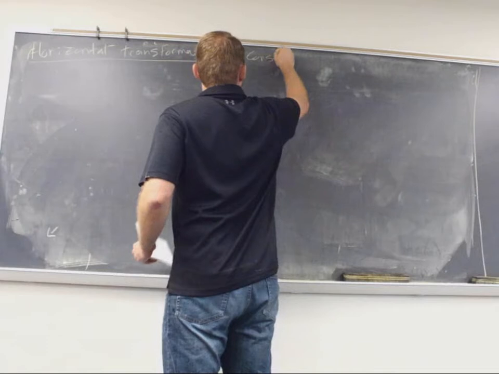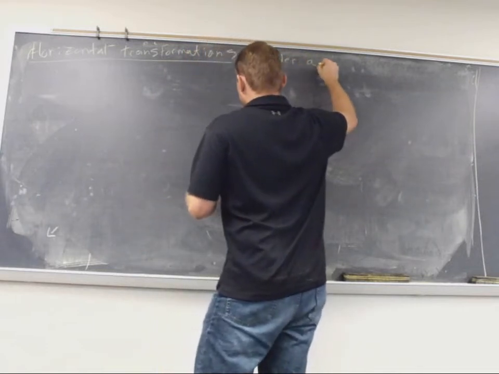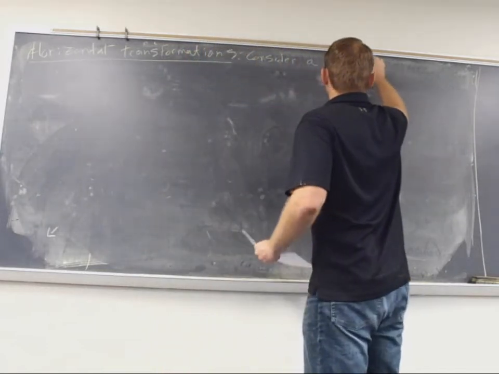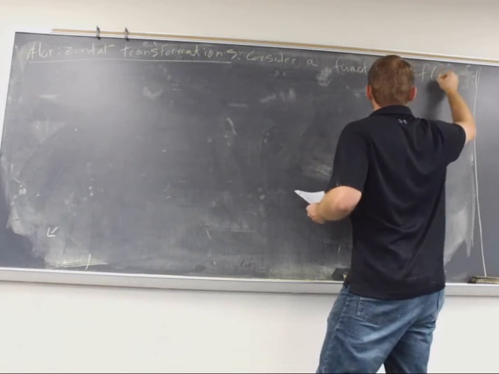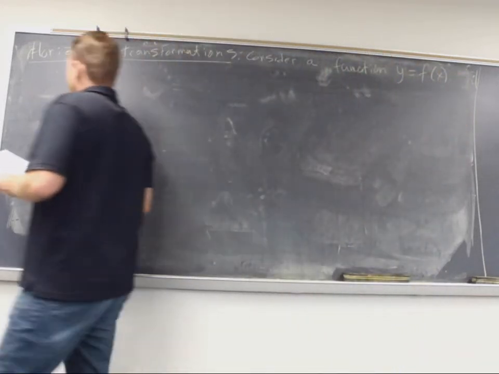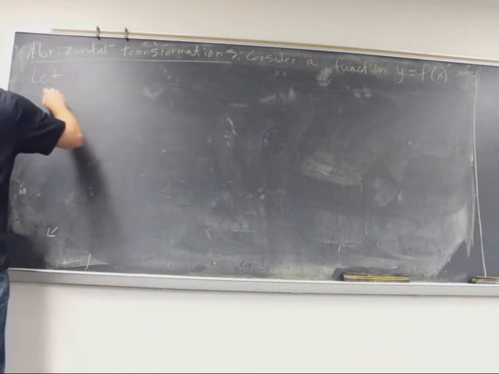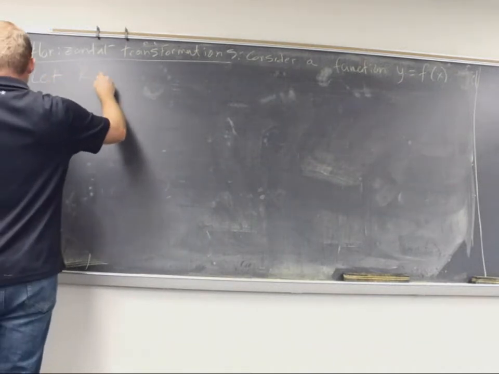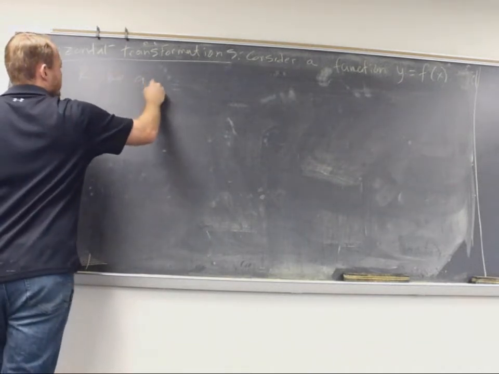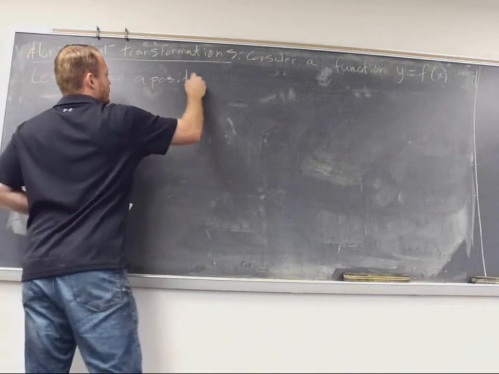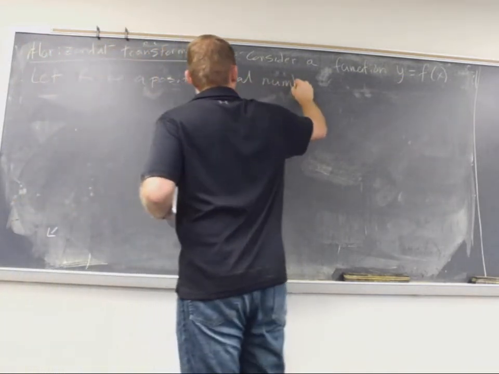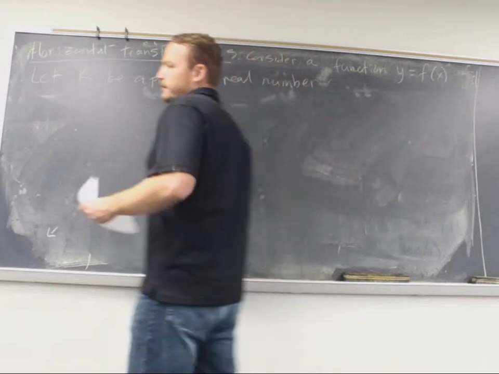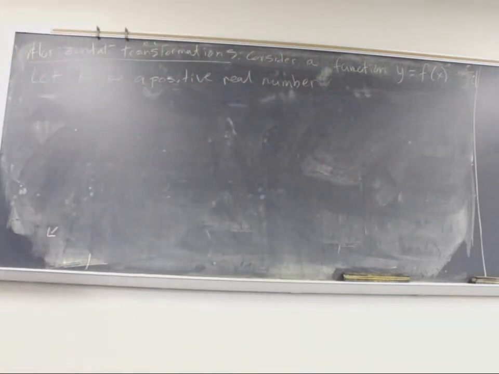Consider a function y equals f of x. Let k be a positive real number. Then we're going to have two things, similar to the way we did vertical transformations.